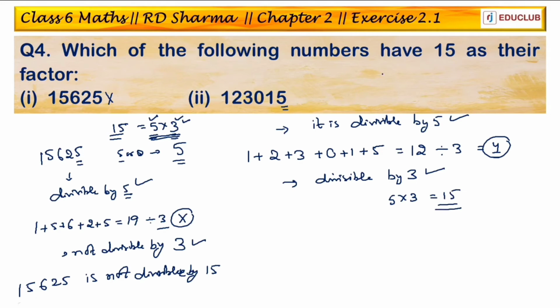So which of the following numbers have 15 as their factor? It is divisible by 15, so 15 is a factor of this number. Okay. Have you got it? 123015 is having 15 as its factor.